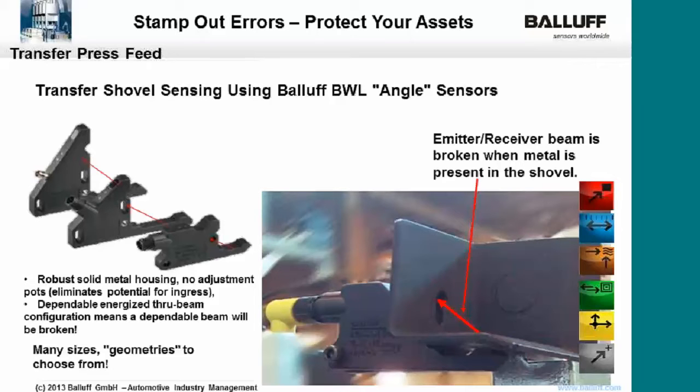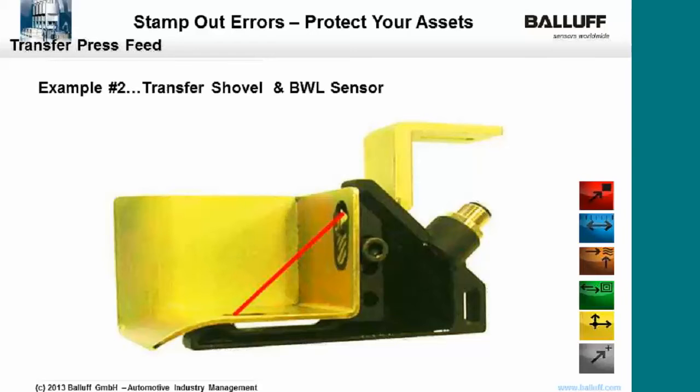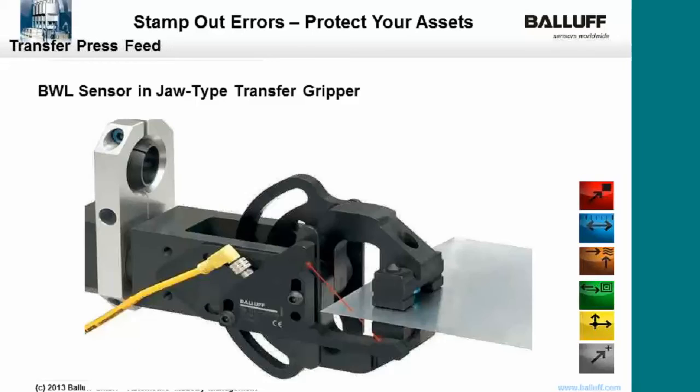It is a through beam, so it's highly dependable, and we basically have to have the beam broken in order to sense the part. You can see in the application example that once the beam is broken with a part, you get an output indicating that you have something in the transfer shovel. Here's another example of what the transfer shovel would look like with the integrated BWL sensor. Here's another type of sensor, BWL, used in a jaw type transfer.